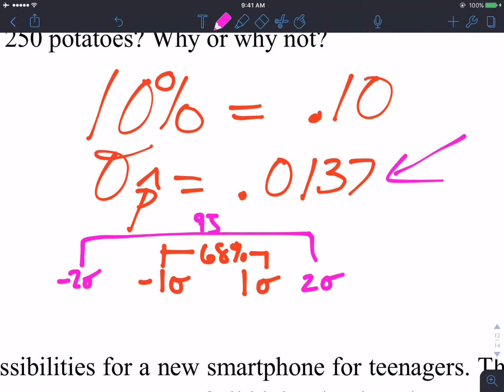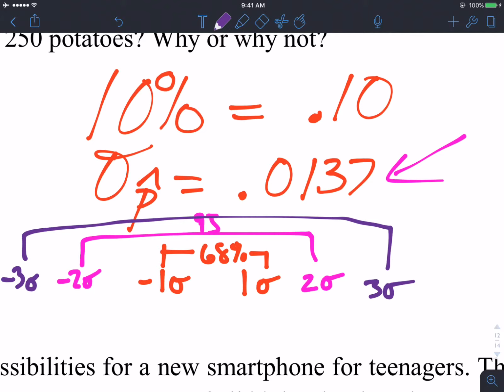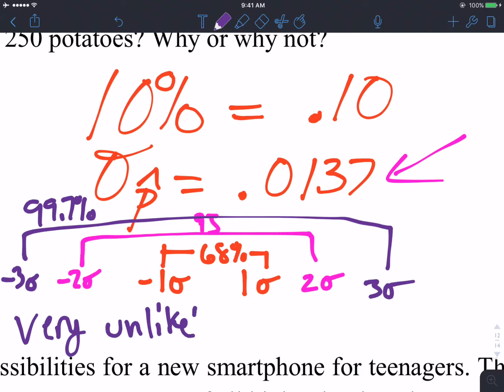Well, this 0.0137 is more than 3 standard deviations. In fact, it's closer to about 6 or 7. So -3 standard deviations all the way to +3 standard deviations is 99.7% of the data, and this 10% is very far away from the mean and the standard deviation. Therefore, it's very unlikely the truck gets rejected.